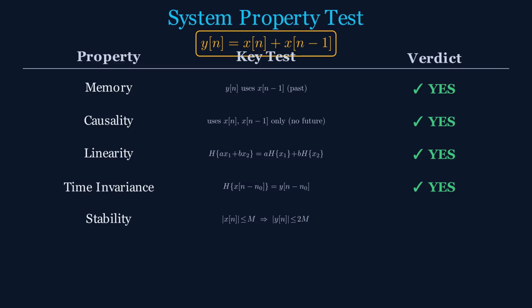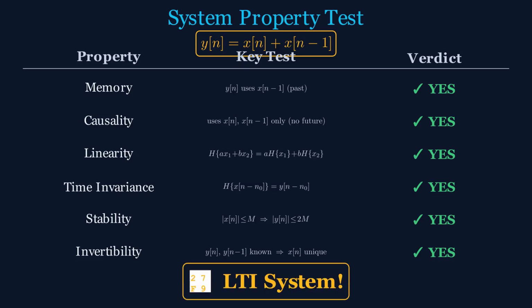Stability? Yes. If the absolute value of x of n is bounded by M, then the absolute value of y of n is at most 2M, which is finite. Invertibility? Yes. Given y of n and y of n minus 1, we can recover x of n recursively. This system is linear and time invariant, so it is an LTI system.